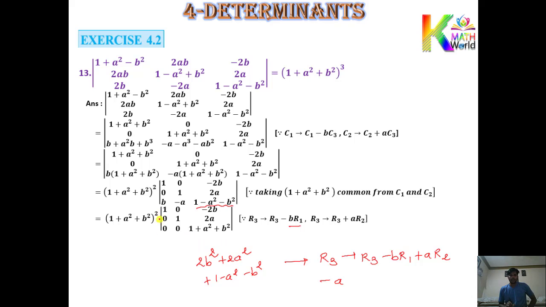Okay, so now you can see the determinant becomes too simple, maximum zeros are there, and you can expand it using the first column or first row, whatever you like. So if you expand it using the first column, then you can eliminate this one. So 1 into this one, 1 into 1 plus a square plus b square minus 0. So you got only 1 plus a square plus b square. In the next step, 1 plus a square plus b square whole square into 1 with this one, that will become this one into square. So you got 1 plus a square plus b square whole cube. So that will be your final answer.